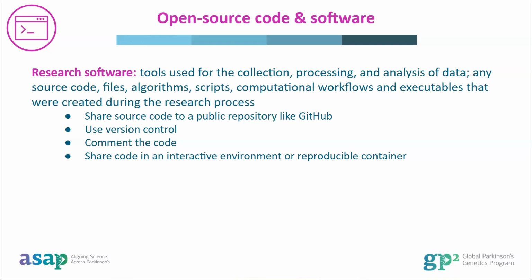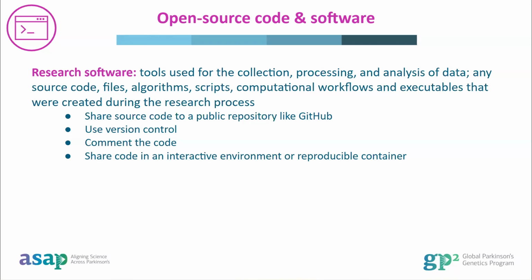In addition to sharing source code in a public repository like GitHub, researchers should utilize version control. All work done on a computer for a project should be tracked using a version control system, including file name changes and reorganization. This allows the history of all code and operations to be tracked.